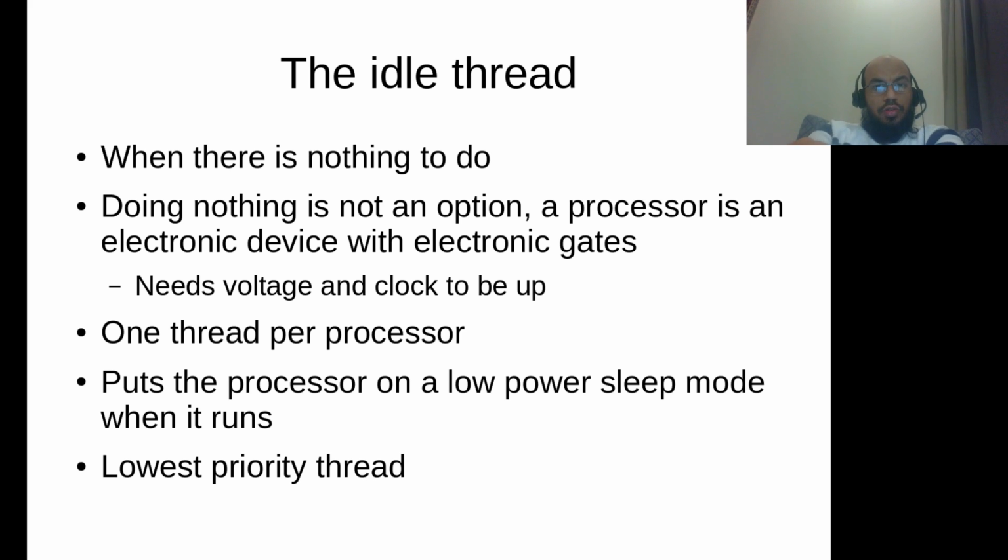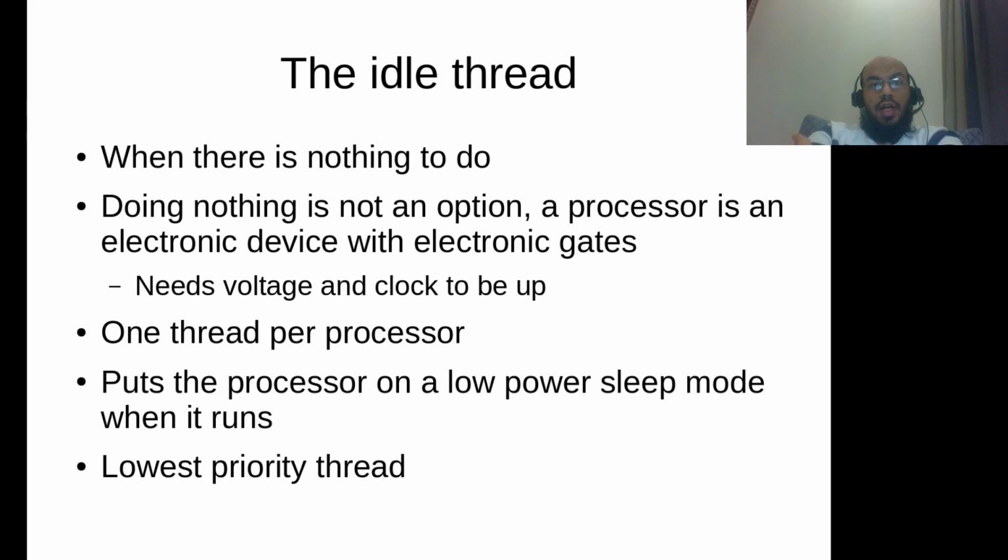In very modern architectures, when you have an idle thread, you also put the processor on a low power sleep mode when the idle thread runs. And that makes the processor reduce the amount of power that is used and so on.